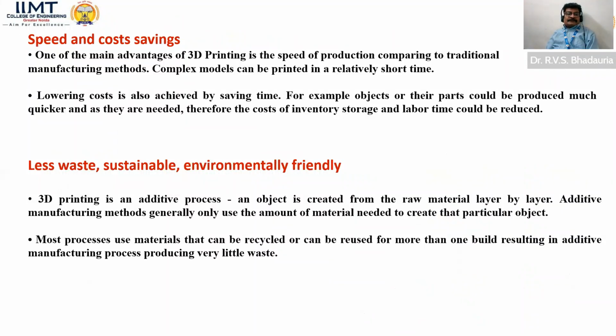Less waste, sustainable, environmentally friendly. In the additive process, an object is created from the raw material layer by layer. Additive manufacturing methods generally only use the amount of material needed to create that particular object, meaning no waste of material. Most processes use material that can be recycled or reused for more than one build, resulting in an additive manufacturing process with very little waste.